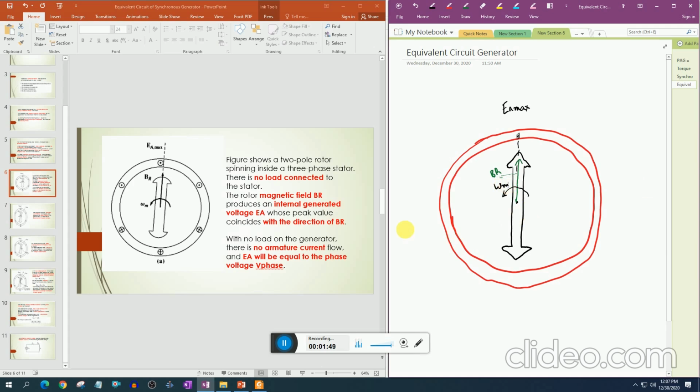In this condition, with no load connected to the generator stator winding, no current flows in the stator winding, and when no current flows in the stator winding, there is no stator magnetic field, and when there is no stator magnetic field, there will be no armature reaction, and EA will be equal to the phase voltage V phase.